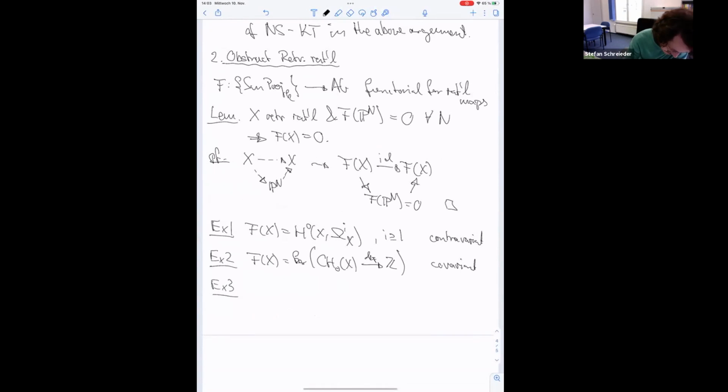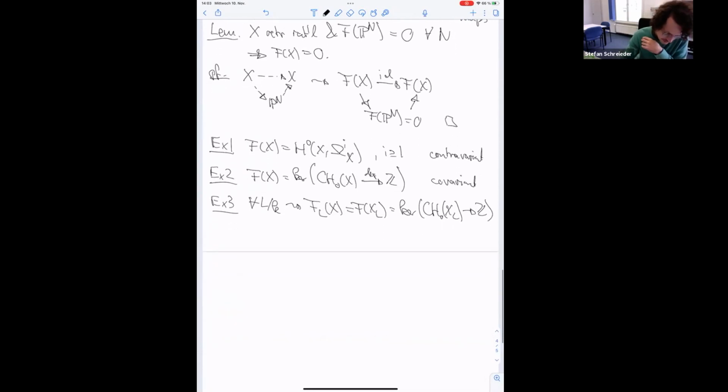And the third example is the observation that whenever we have a field extension, then we get a new functor just by applying the old one to the base change. For instance, the kernel of the degree map. Okay, and so what turns out is that for smooth projective varieties.